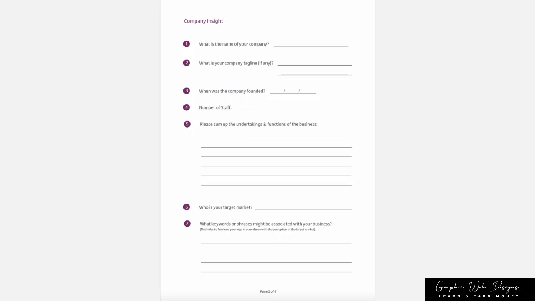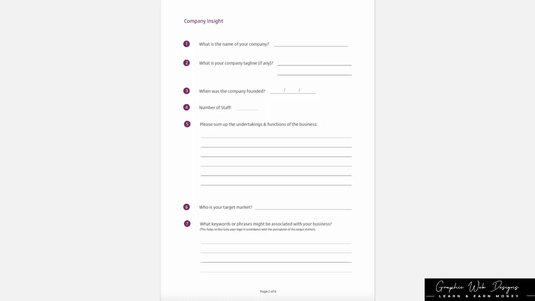Question 6 asks, who is your target market? This will affect the design approach in one of two ways. If the demographic is tight, there will be grounds to be strict in the design approach. For example, if a product was aimed at 16 to 25-year-olds, then there would be an aesthetic in the design introduced which would appeal to that demographic.